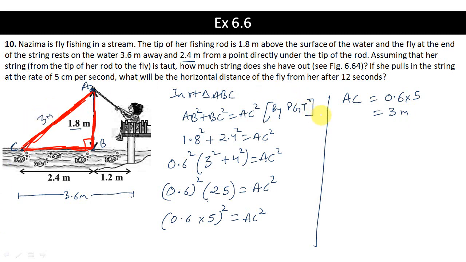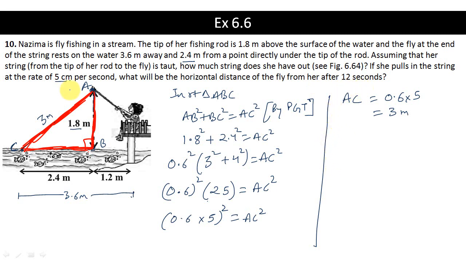Okay. In the second part, it is written that if she pulls in the string at the rate of 5 centimeter per second. So now she starts rolling back the string. So if she rolls back at the rate of 5 centimeter per second, she is rolling 5 centimeter of string back to the rod at the rate of 5 centimeter per second. What will be the horizontal distance of the fly from her after 12 seconds?